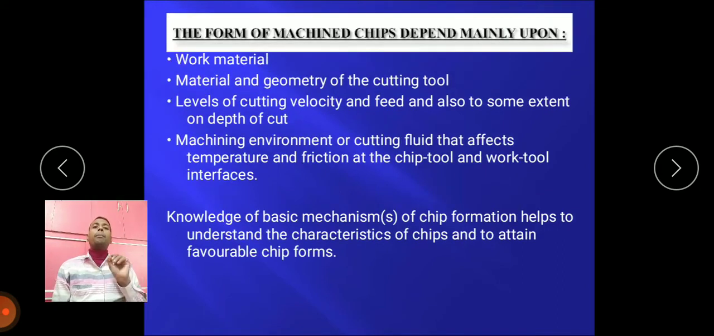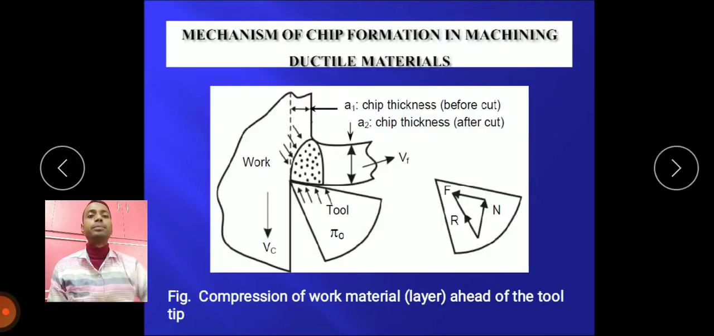The form of machined chip depends mainly upon the work material, the geometry of the cutting tool, the level of cutting velocity and feed, and also to some extent on depth of cut and machining environment or cutting fluid that affects temperature and friction at the chip-tool and work-tool interface. So knowledge of the basic mechanism of chip formation helps to understand the characteristics of chip and to attain a favorable chip form. So this is the basic diagram of chip formation.